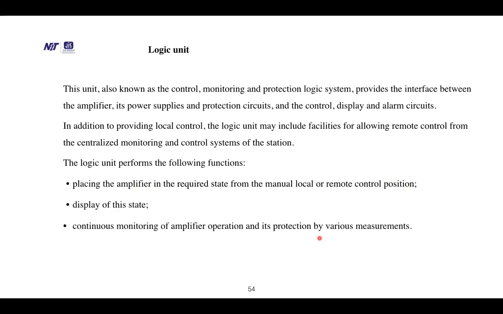Logic unit. The logic unit, also known as the control, monitoring and protection logic system, provides the interface between the amplifier and its power supplies and protection circuits, and the control, display and alarm circuits. In addition to providing local control, the control unit may include facilities for allowing remote control from the centralized monitoring and control system of the station. The logic performs the following functions: placing the amplifier in the required state, display of the state, and continuous monitoring of the amplifier.